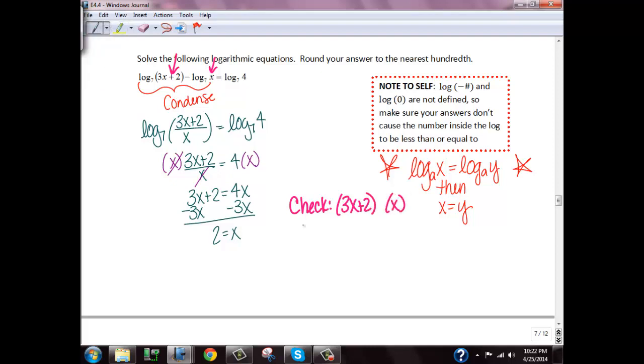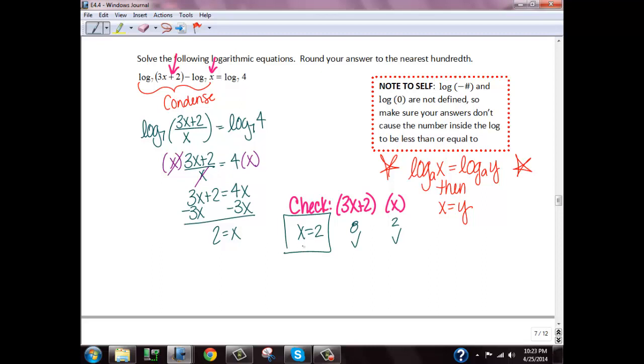So when I plug in my answer, x equals 2, into this first one, 3 times 2 is 6, plus 2 is 8. Okay, that's not 0 and it's not negative, so that one works. And if I plug 2 into x, I just get 2. So notice here, since it worked for both, then x equals 2 is my solution. If you have more than one inside number that has a variable, it has to work for every single one in order for you to use that solution.